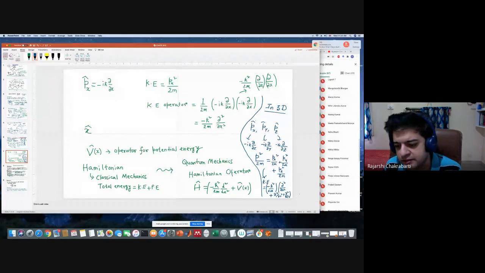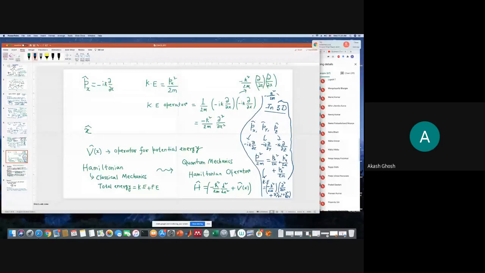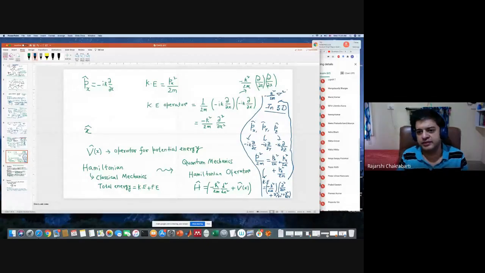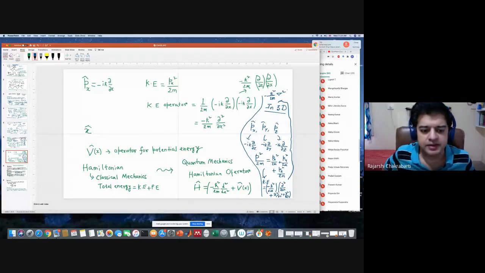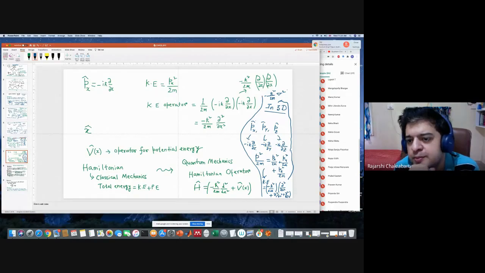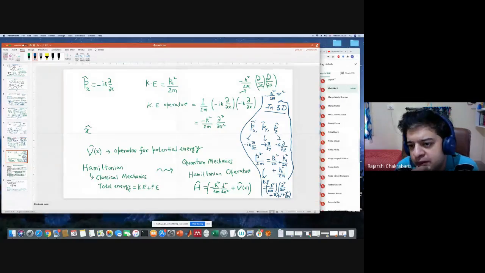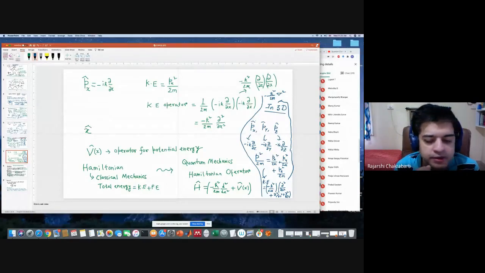Anyway, this is your operator, and usually we are very lazy. We don't write it like this. What we write is something like this: minus h cross square by twice m into the Laplacian. This is the notation. So now you know what it is in 3D. This page is very important because it gives you a prescription to build operators in quantum mechanics. This is fine.